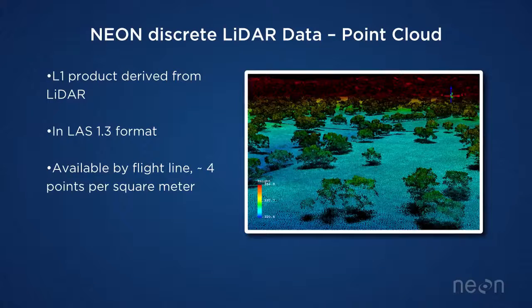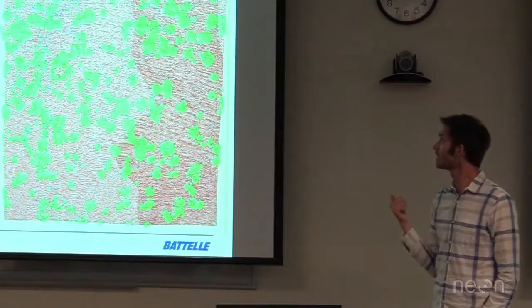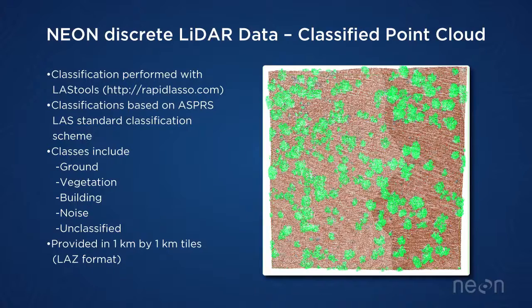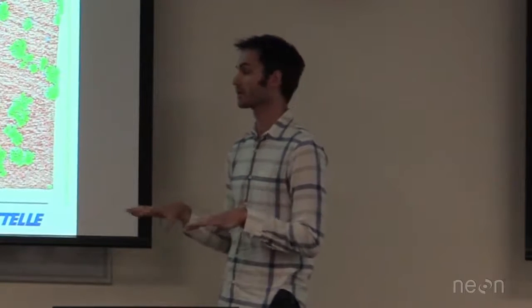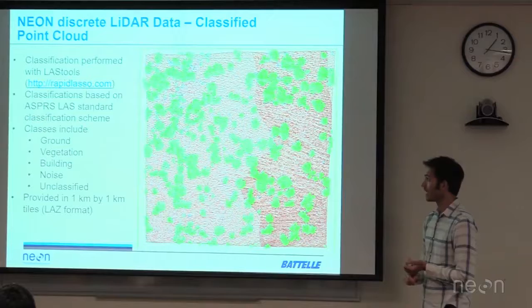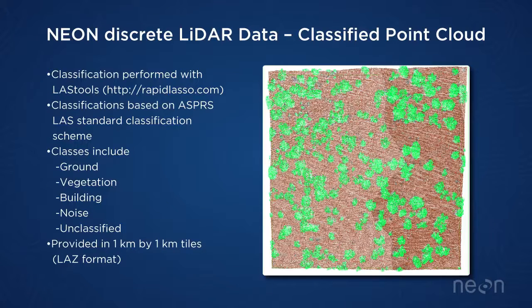You've seen this picture already. It's the L1 product. It's in LAS 1.3 format and available by flightline. And then we also have a classified point cloud. We give this out in tiles, 1 kilometer by 1 kilometer. We perform the classification with a commercial software package called LAStools, which goes through and looks at the geometry of the points and determines whether the points are ground or vegetation based on their structure and how they're oriented to one another. We further classify those into building, noise, and unclassified points.